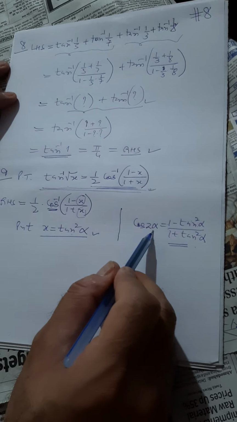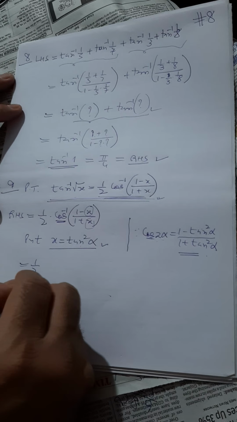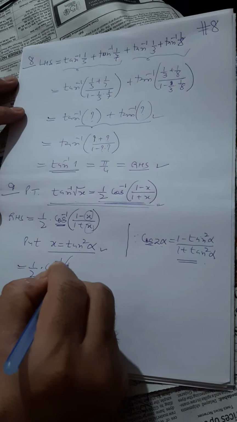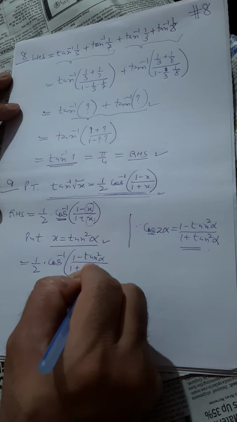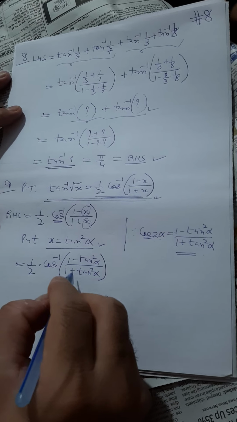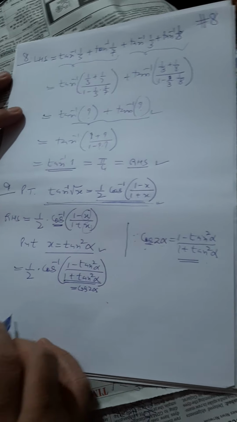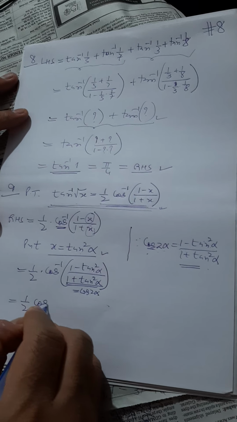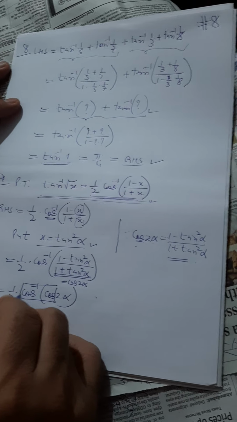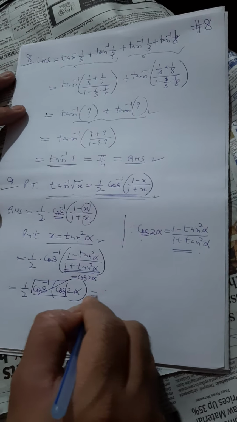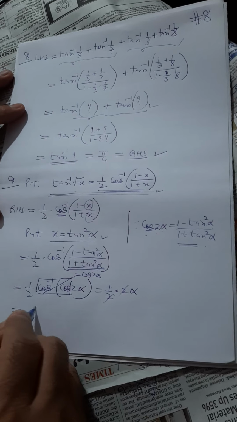Why are we using this? Because we have this formula, so cos inverse and cos will get cancelled. So 1 by 2 cos inverse of 1 minus tan square alpha upon 1 plus tan square alpha becomes, as I've shown here, cos 2 alpha. So this is 1 by 2 cos inverse cos 2 alpha. This will get cancelled, and you are just left with 1 by 2 into 2 alpha, so that is just alpha.